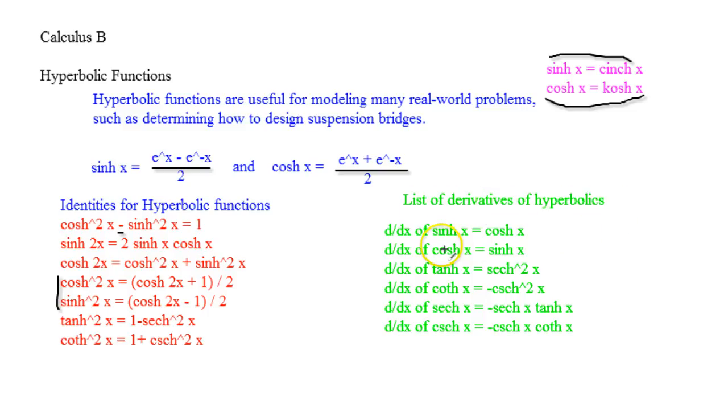The derivative of sinh of x is cosh of x, and the derivative of cosh of x is sinh of x. And then here are the others right there. I'll pause if you want to write these down as you go, but they're pretty straightforward. They're pretty much like the trig derivatives, except for little differences. For example, there are no negative versions right there.